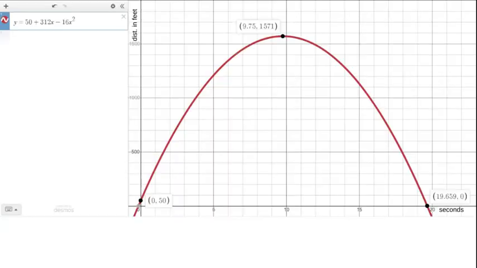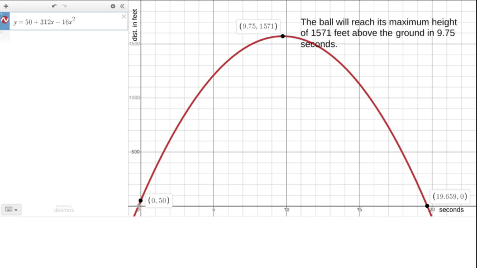So your graph should look like this. And what you're looking at here is this number way up at the top. Your x is your seconds, so 9.75 is the number of seconds. Your y is the distance in feet, so 1,571 is that distance in feet, the height of the cannonball. So the cannonball will reach its maximum height of 1,571 feet above the ground in 9.75 seconds.